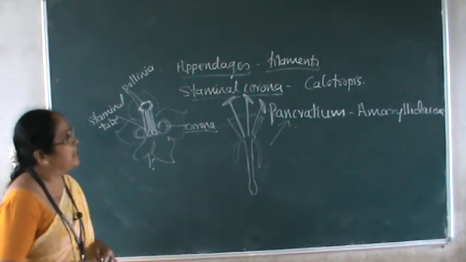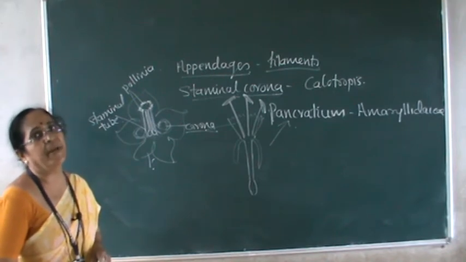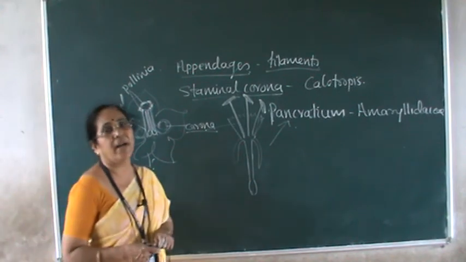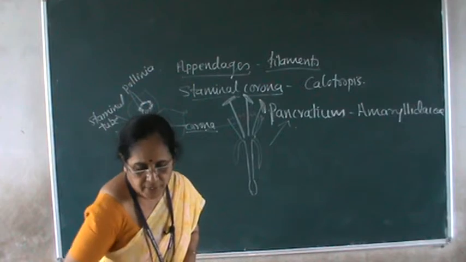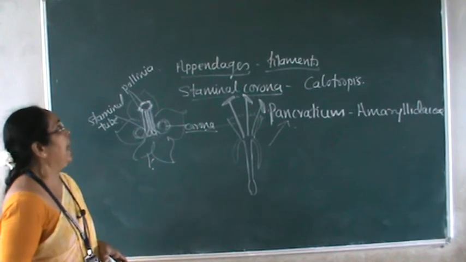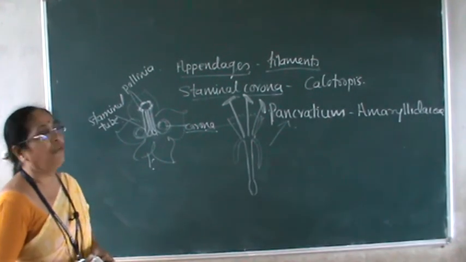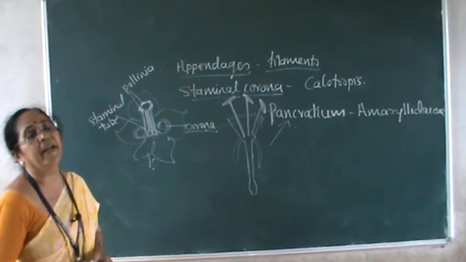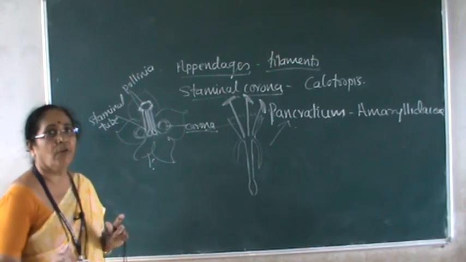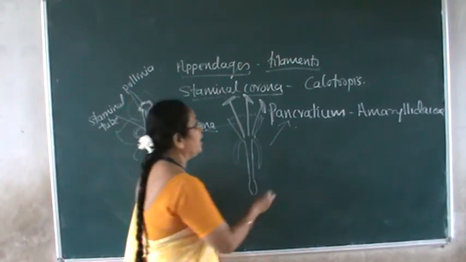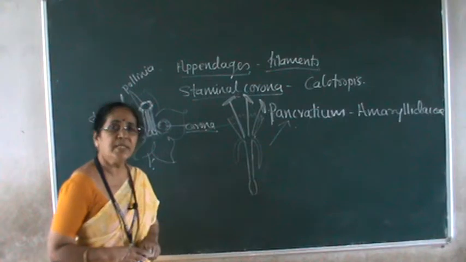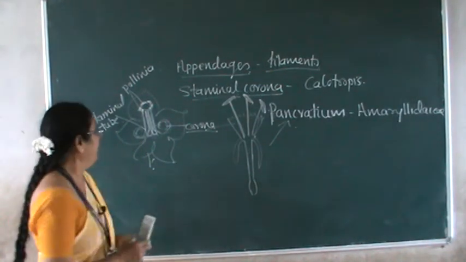If you find such kind of additional features in the flower, they can also be mentioned during the description of a flower. So that is about the appendages of the filament, attached to the corolla or to the stamen, and then it is called the staminal corona, found in the flowers of Calotropis, as well as Pancratium, because this is not connected with the corolla. Daffodil is also an example. Daffodil flower is also an example for having the similar kind of corona here. It is a part of the stamens and not the part of the corolla.